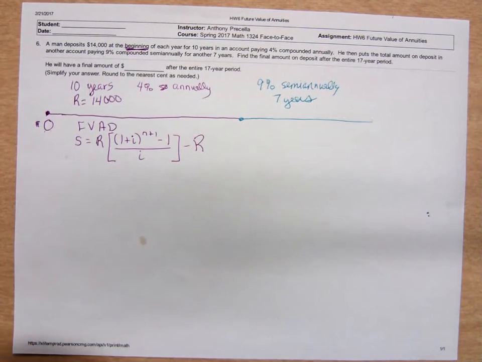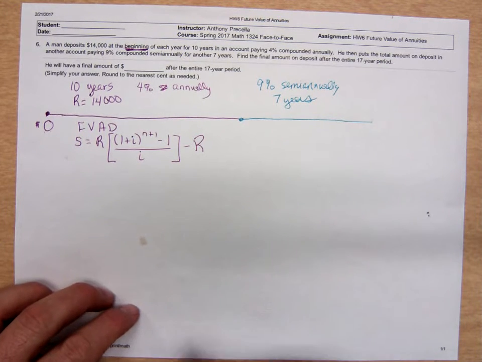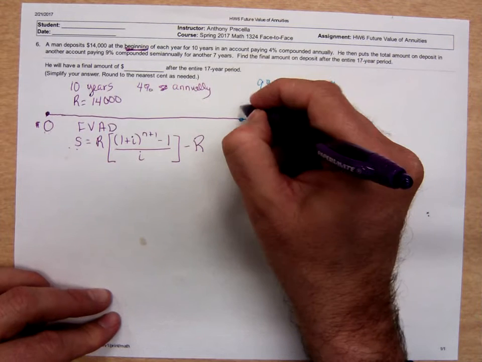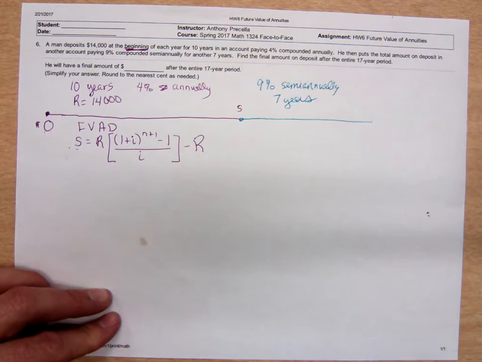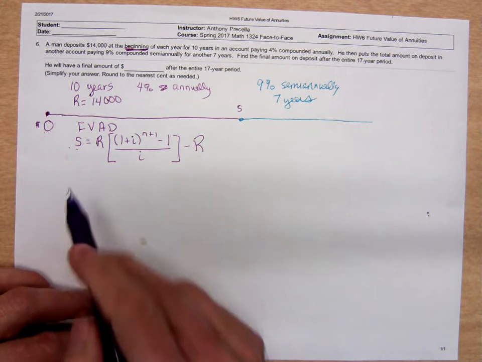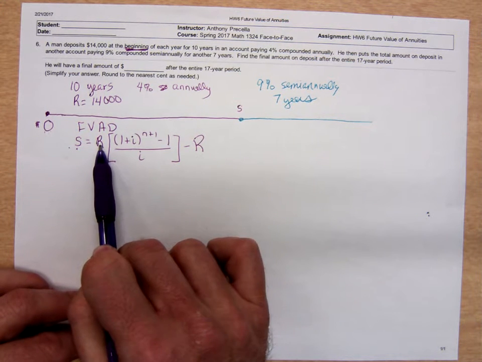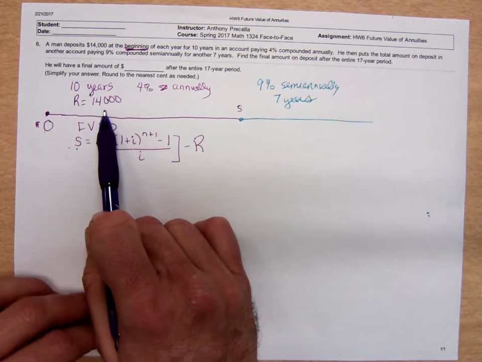Now let's identify the variables. What we're trying to find is this future value right there. So S is our unknown. R, the periodic payment, is the $14,000.